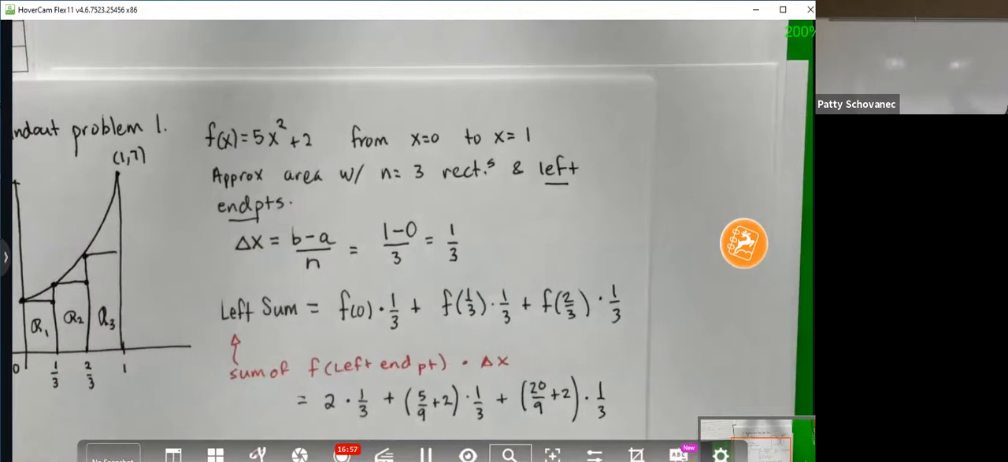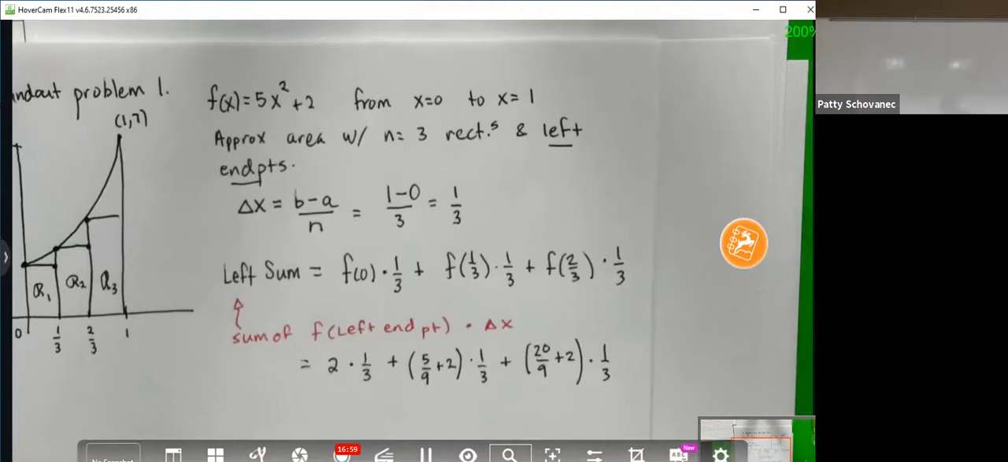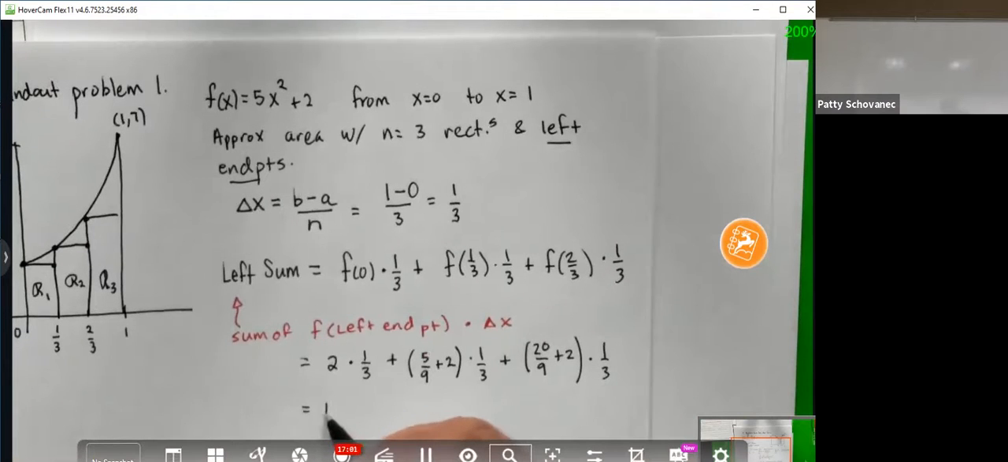I'm going to do what I did before. I'm going to factor the 1/3 out. So let's see, I've got 2 plus 2 plus 2. There's 6. Plus 25/9. 6 is the same as 54/9. 54/9 plus 25/9 is 79/9. Anybody checking my arithmetic?